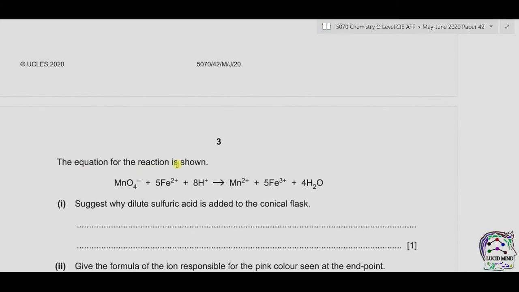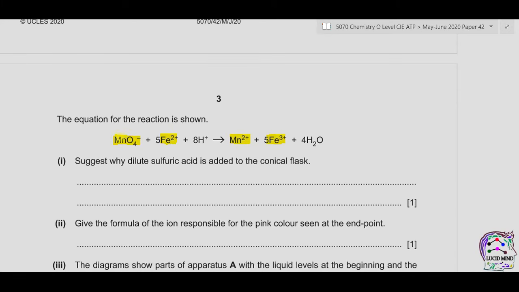The equation for the reaction is shown. This is MnO4⁻, potassium manganate. This is Fe2+, which is titrated with this potassium manganate, and manganate is itself reduced to Mn2+ and iron is oxidized to Fe3+. Now the color of manganate before titration is purple, and after it is reduced to Mn2+ it becomes pink.